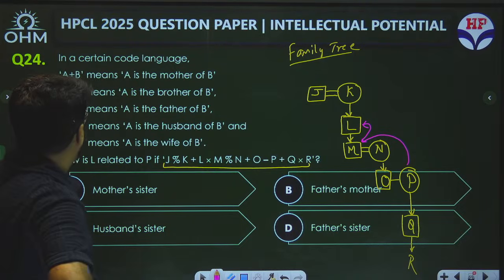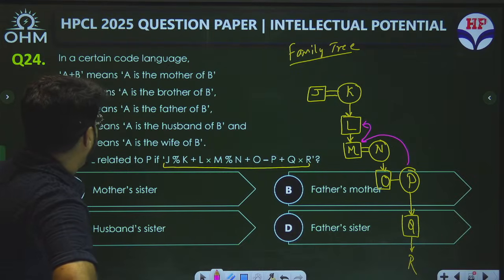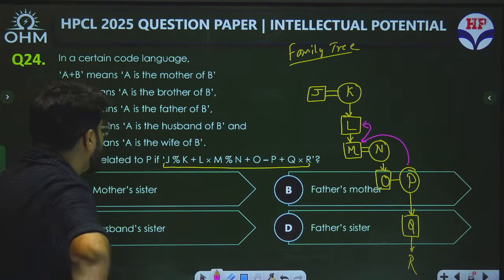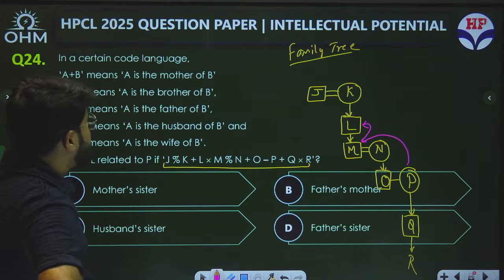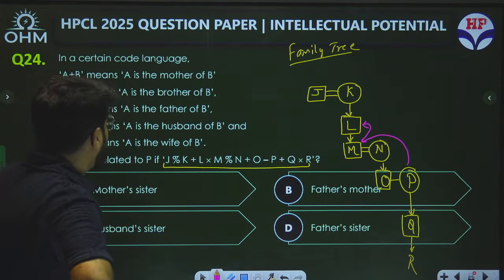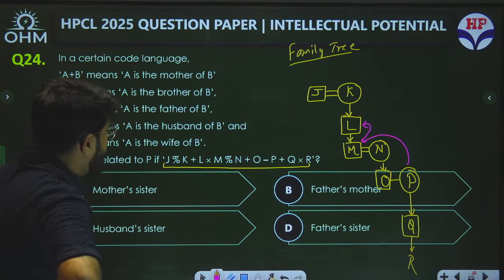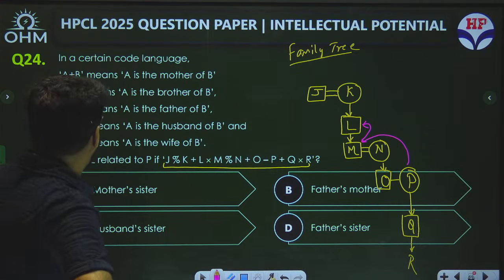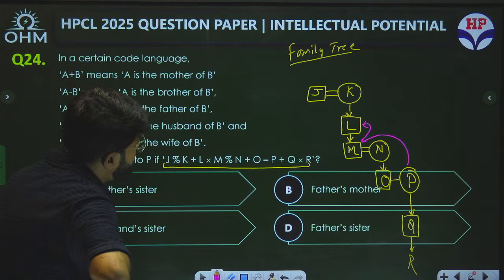First is percent, J percent K. J is the husband of K, correct. K plus means mother. K is the mother of L, correct. Into means father. L is the father of M. M percent N, M is married to N, correct. N plus O, plus means mother. N is the mother of O. O minus P, minus means brother. O is the brother of P. And P plus Q, plus means again mother. And then Q into R, into is again father. So how L is related to P is correct only.